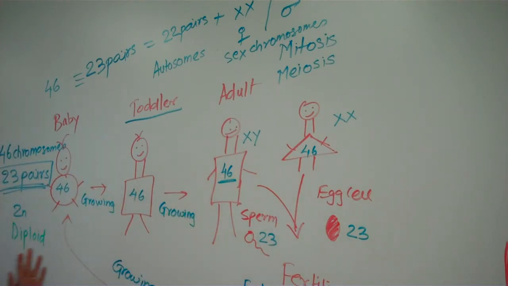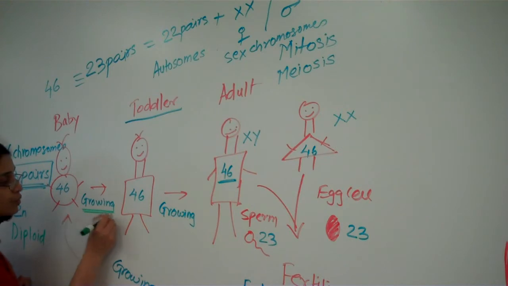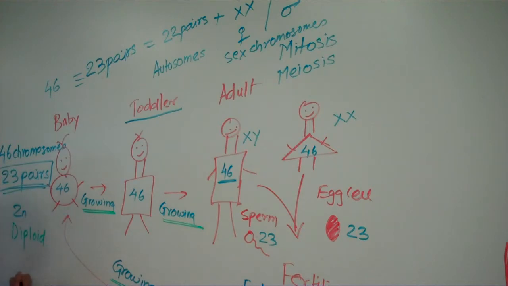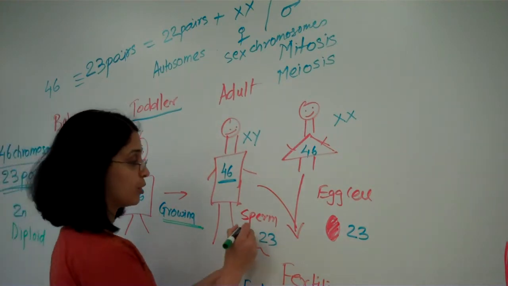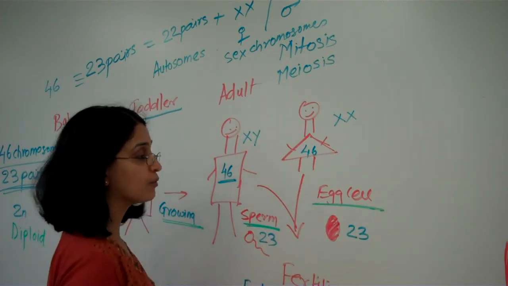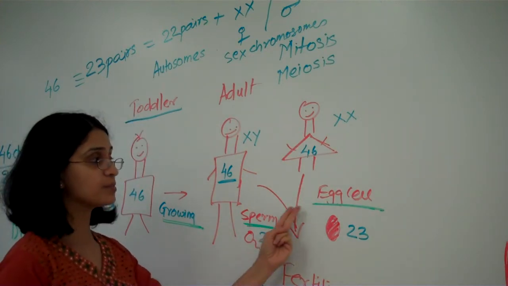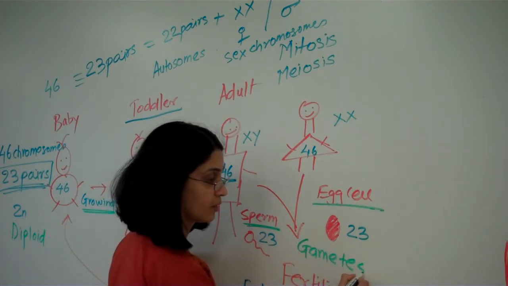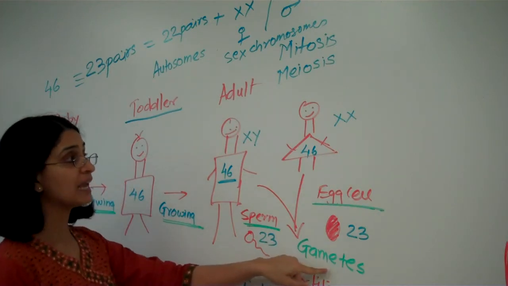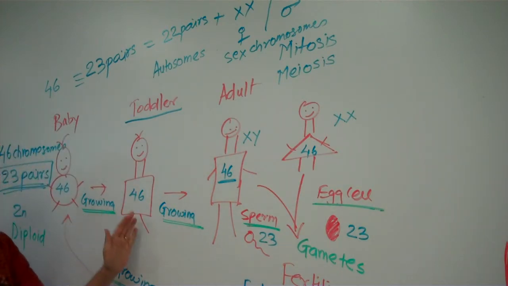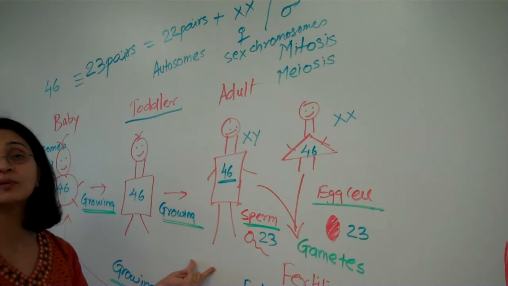So out of this entire picture, what did we see? We saw that wherever it was growing, you are not changing the number of chromosomes. But when you are making a sperm cell or an egg cell, you are actually halving the number of chromosomes. So what are these called, the sperm cell and egg cell? They are called gametes. In the process where you are making gametes, you are halving the number of chromosomes, but when you are growing in your entire life cycle, you are keeping your chromosome number the same.